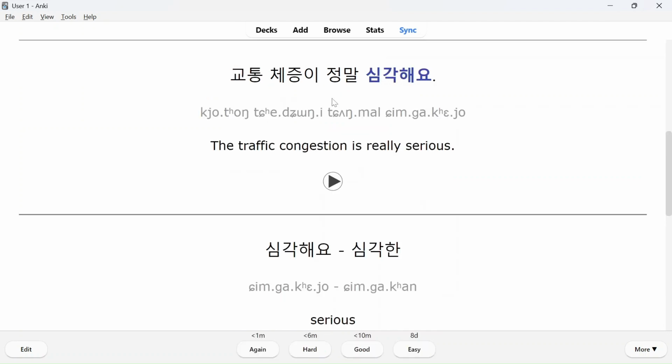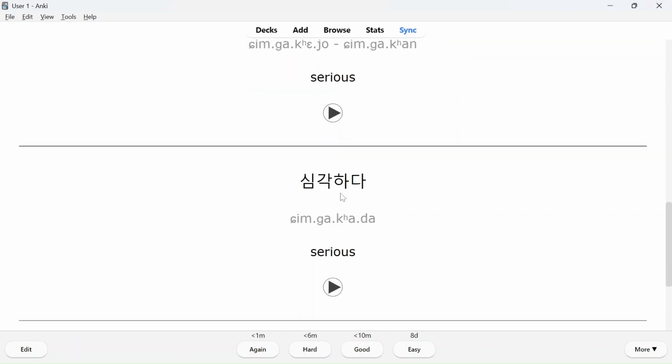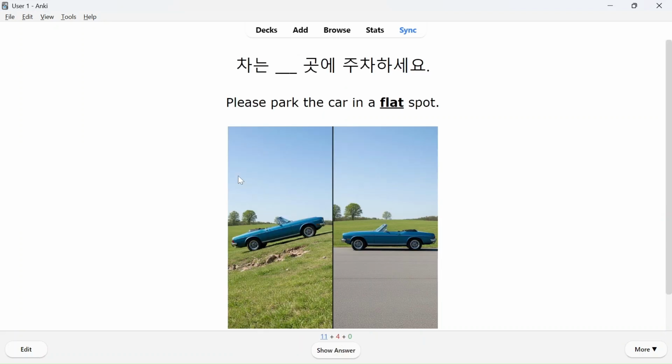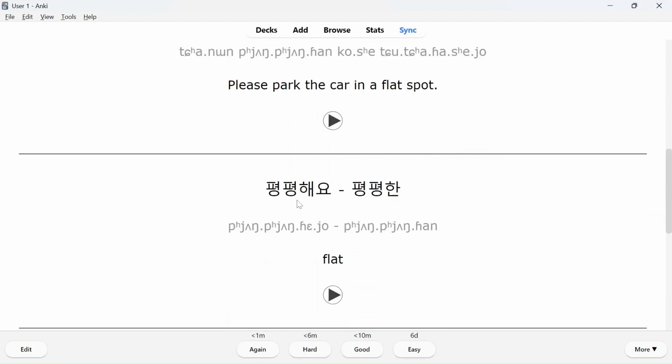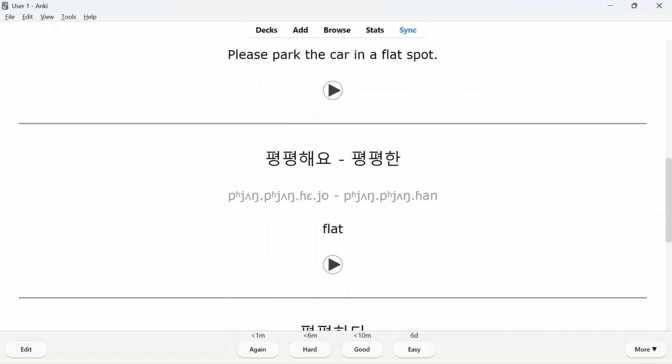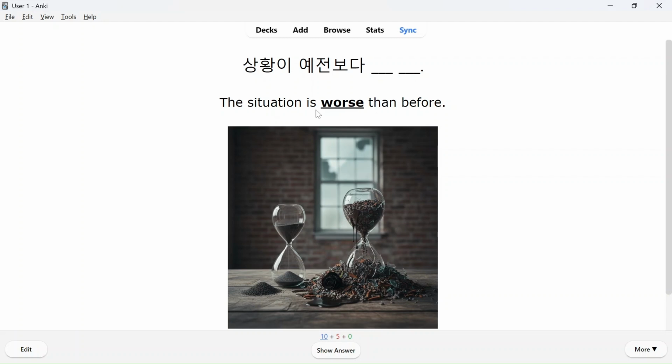How do you say serious? 교통체증이 정말 심각해요. 심각해요. 심각한. 심각하다. Please park the car in a flat spot. How do you say flat? 차는 평평한 곳에 주차하세요. 평평해요. 평평한. 평평하다.